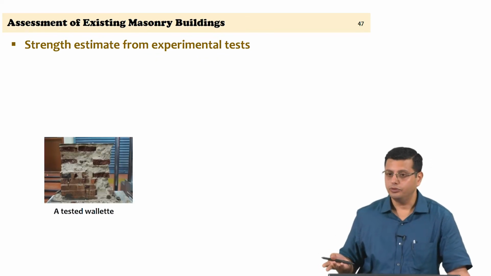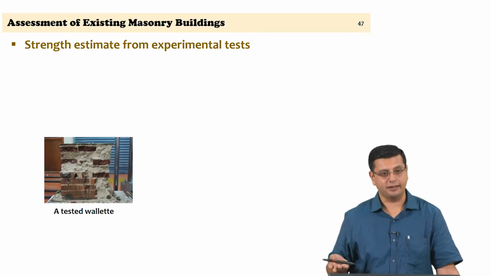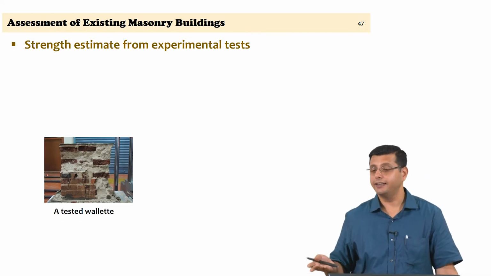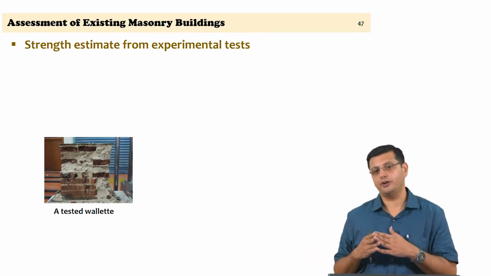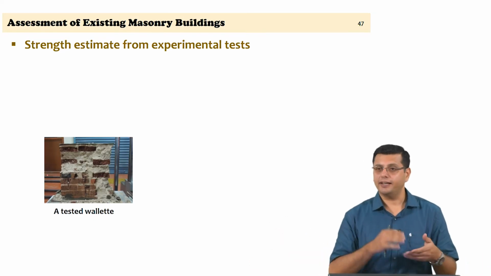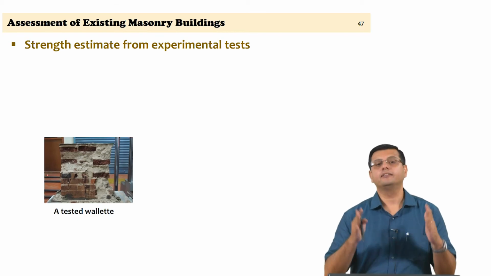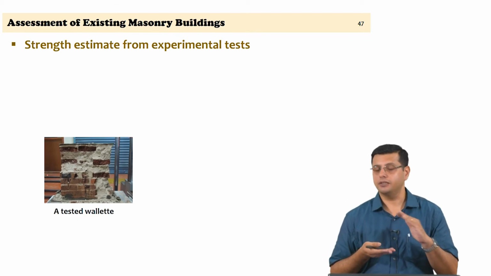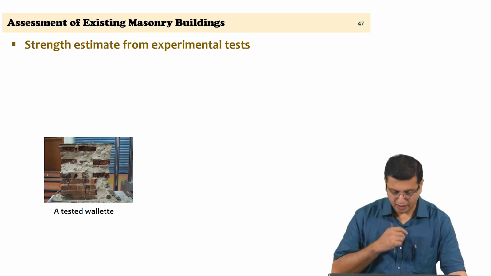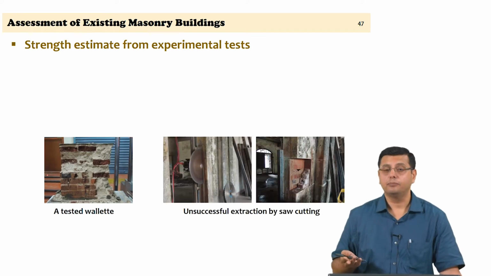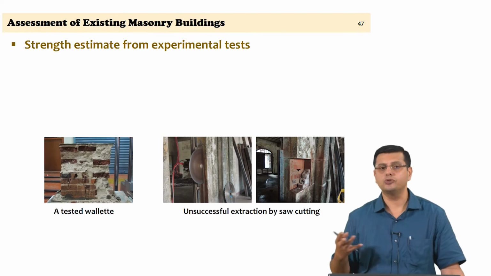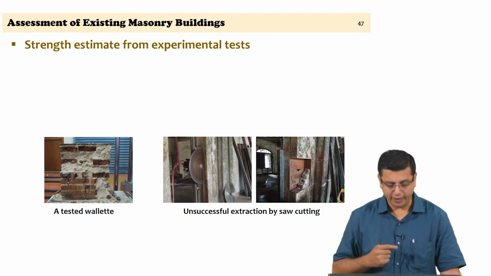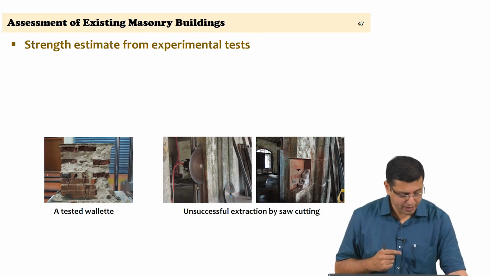What else can you do? You actually have to extract a wallet then, because that is what the code silently says, extract something that is comparable to what a prism is for a new construction. But you can't extract a prism because of the bonding, therefore you extract a wallet, which is a small wall. Now, do you have prescriptions on what dimensions these should be? Yes, there are some prescriptions, there are at least 2 codes internationally that give you an idea of what these can be, but there are significant problems here.